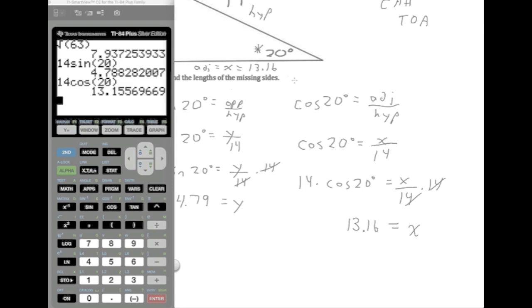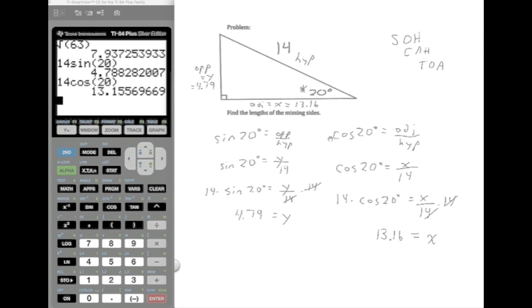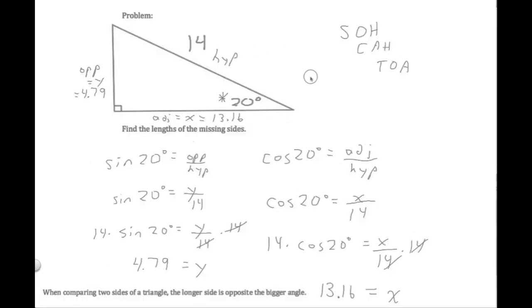How can you check if those are correct? Well, for one thing, they should both be less than the hypotenuse, because remember the hypotenuse is the longest side, and that's what happened here. Now, let's discuss another useful way to check whether your answers make sense for SOHCAHTOA type problems. So here we're going to use this idea. When comparing two sides of a triangle, the longer side is opposite the bigger angle.